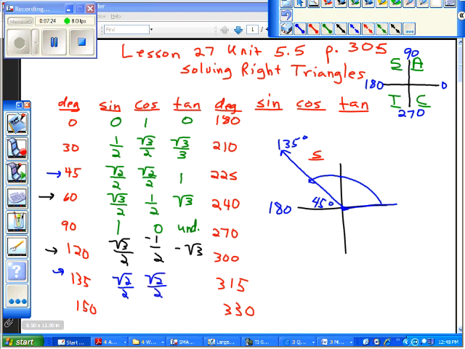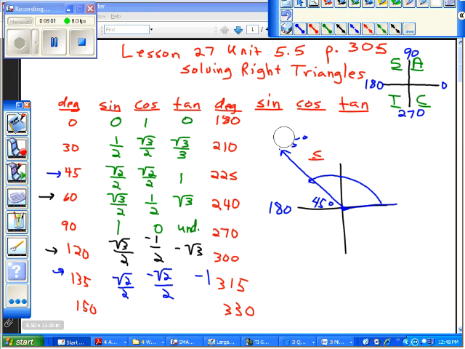What's cosine 45? Square root 2 over 2. But we're in quadrant 2, where cosine is negative. So we have negative square root 2 over 2. The reference angle for 135 is 45. What's tangent 45? It's 1. And we're in quadrant 2, so it's negative 1. Do you understand so far? Okay.